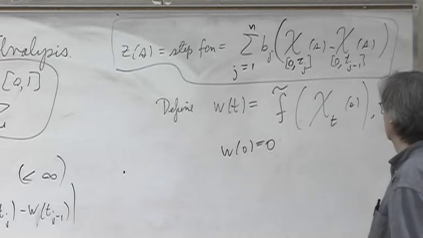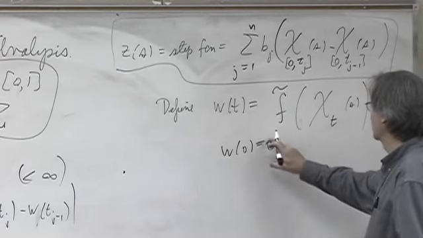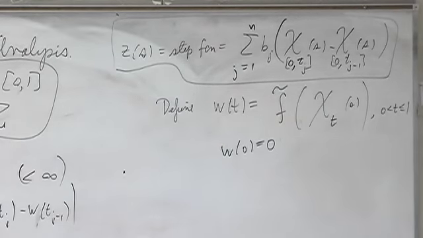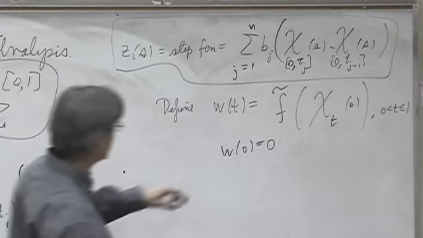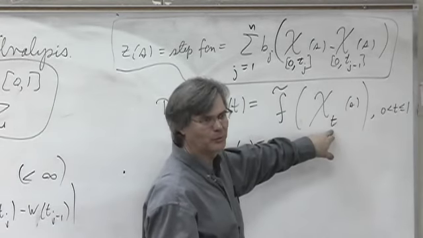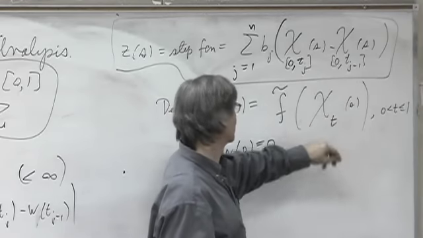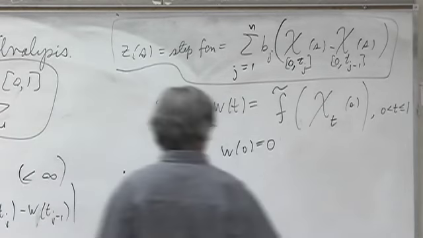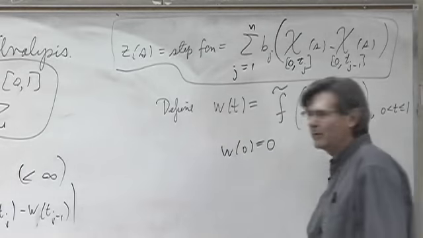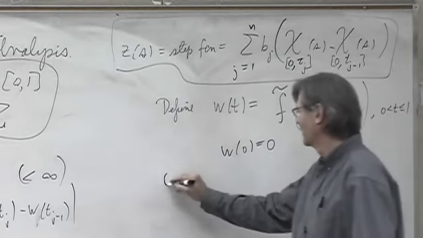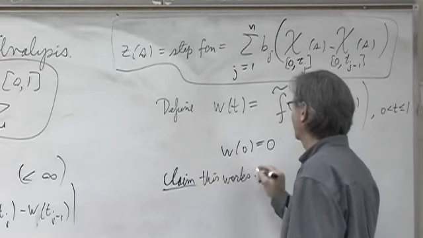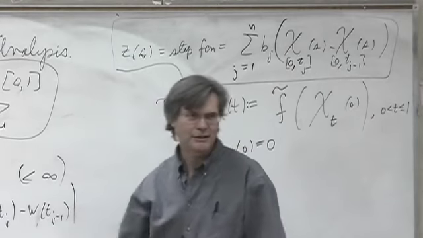At t equal to 0, that's the way I'm going to define it. This is not quite the 0 function at t equal to 0. It's got one point in it. So it's not going to make any difference, I don't think, in the calculation. So we'll just do this to see what happens. Okay? So the claim is this is going to work. Claim this works. In other words, this is the representation with this w.